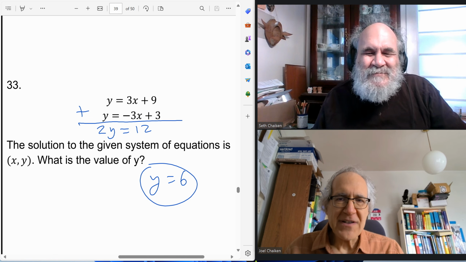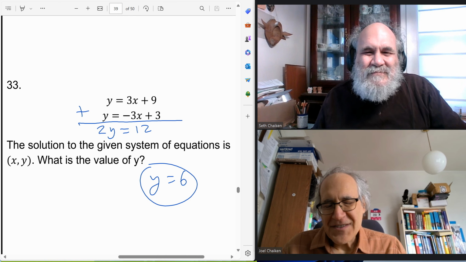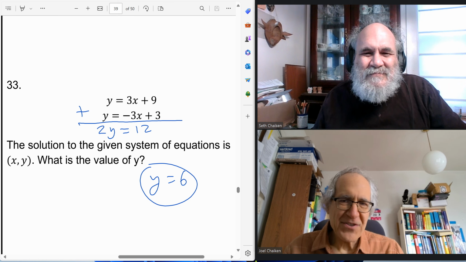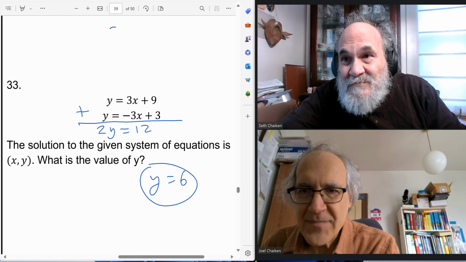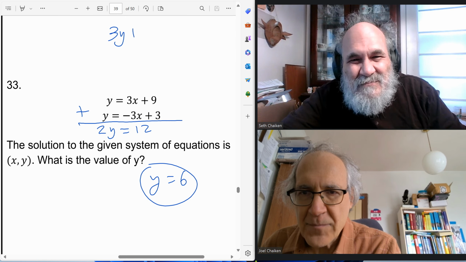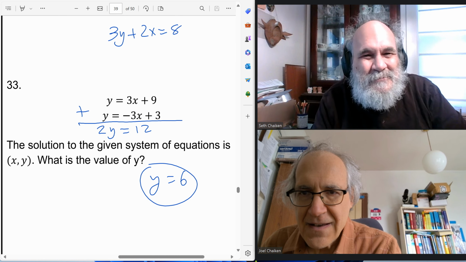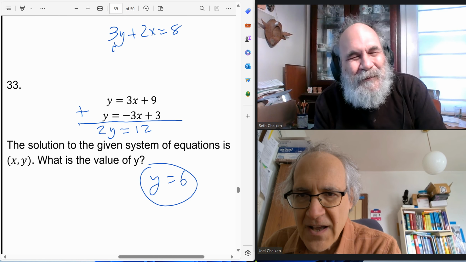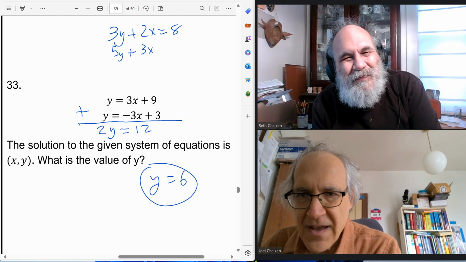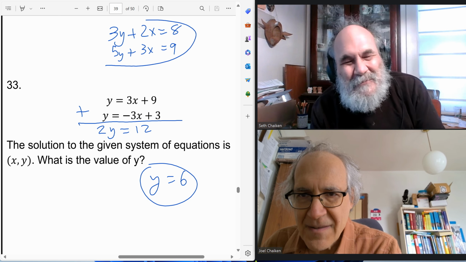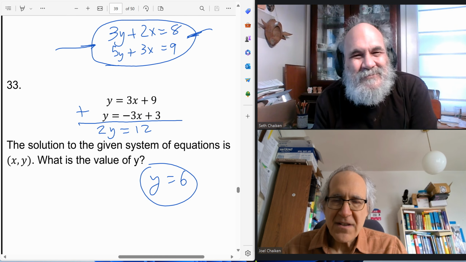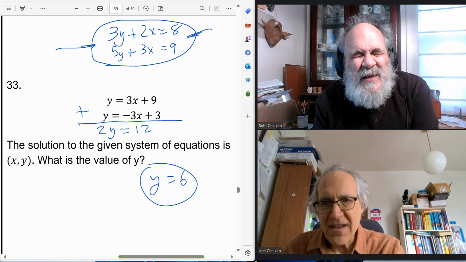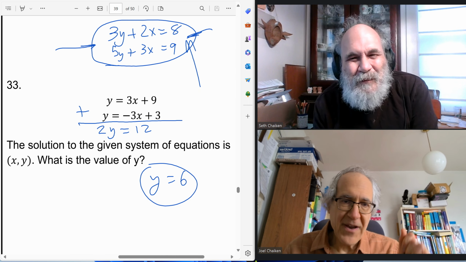And one of them was what I call full blown, not this one. There's nothing to this question. You just add the two equations and solve for y. When I say full blown, we're talking about something like 3y plus 2x is 8, and maybe 5y plus 3x is 9. This is full blown, and you should know how to do that going into the SAT, because a question like this was on the practice digital stuff.